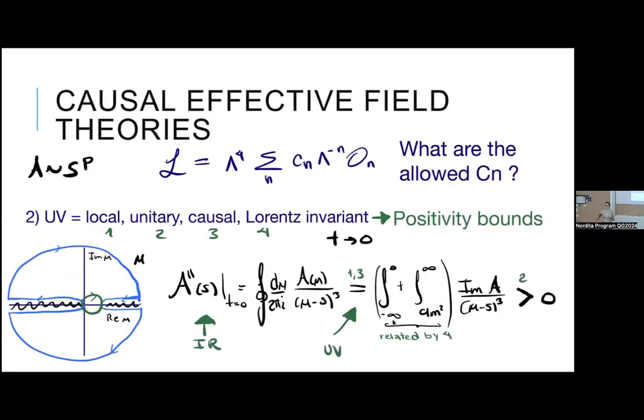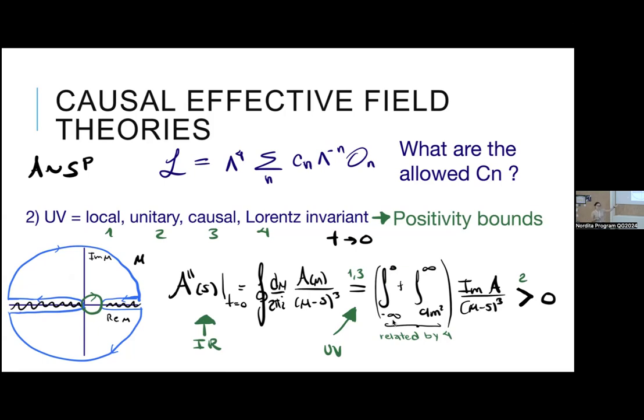You can weaken this, and now you say that you want certain properties of your UV theory, not specifically which UV theory you want it to be. So this goes under the name of positivity bounds. And the idea here is now that you're going to have a UV that is local, unitary, causal, and Lorentz invariant. And all of these properties allow you to write dispersion relations for your amplitudes, because now you're going to know what the analytic properties of these amplitudes in your complex S-plane are, S being the Mandelstam variable. And this allows you to do contour integrals and put bounds on these coefficients.